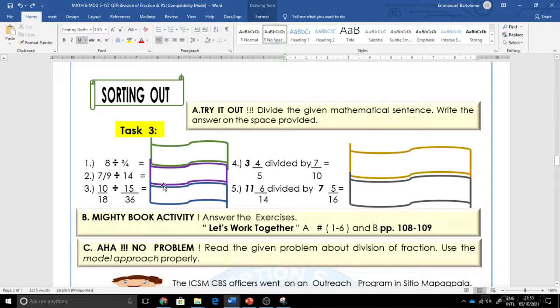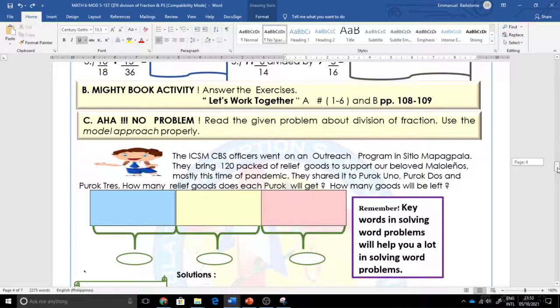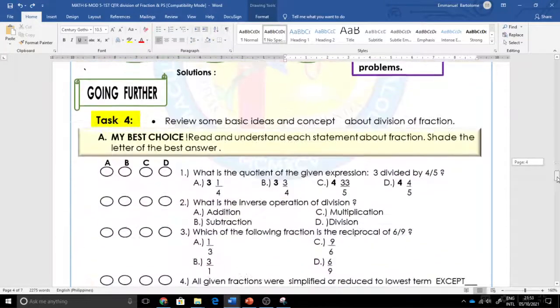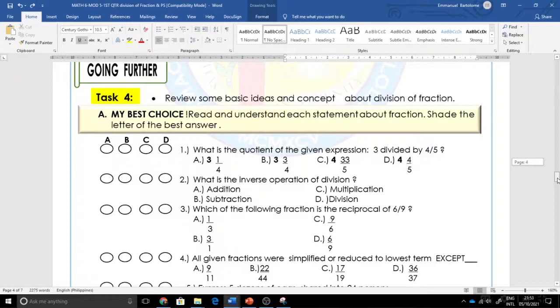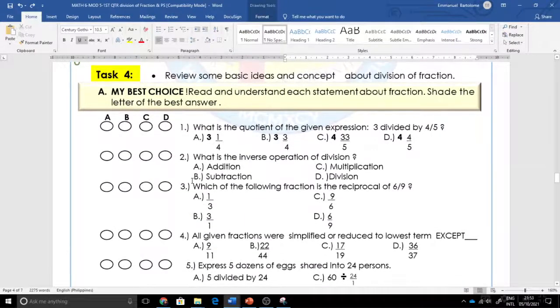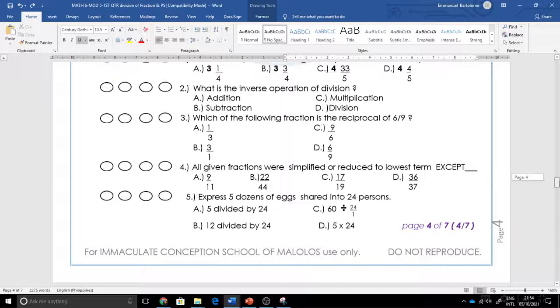So try to answer this one. Solve for the following 1, 2, 3, 4, and 5. And answer, let's work together. You could also find other reference in your book and study those examples. Okay? Before you answer the activities. Okay po? So, answer the word problem. And in going further, there is a multiple type question. Choose the letter of your answer and shade the oval corresponding to the letter of your answer. Okay po? So, that is task 4.